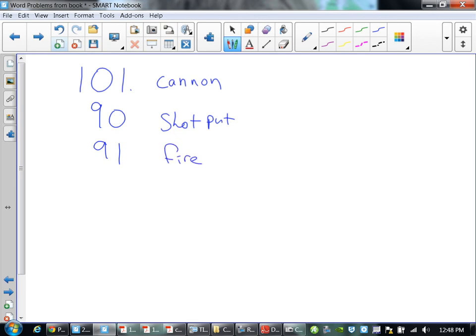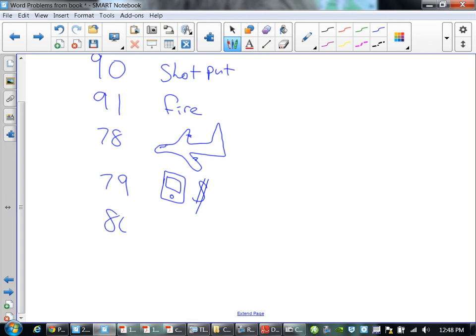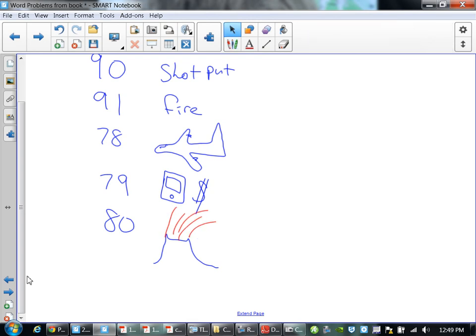So we have to do 77 through 84, and then 78, flip over a couple pages, is about an airplane. 79 talks about a phone bill. And 80's going to be awesome. 80's a volcano.